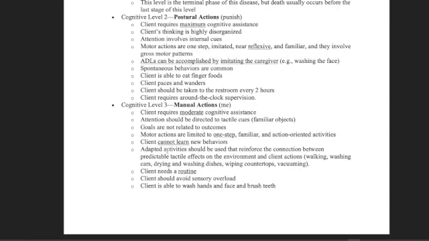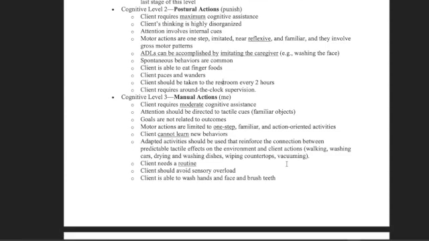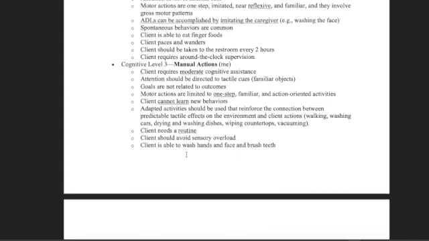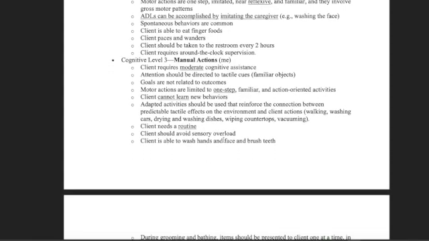They are going to engage in adapted activities in order to reinforce the connection between predictable tactile effects on the environment and client actions. So examples of this are walking, washing a car, drying or washing dishes, wiping countertops, that kind of thing. These activities are very familiar. You can adapt them to make them easier for them to engage in. At level 3, the client's going to need a lot of structure and routine, and you're going to want to avoid sensory overload at this point.